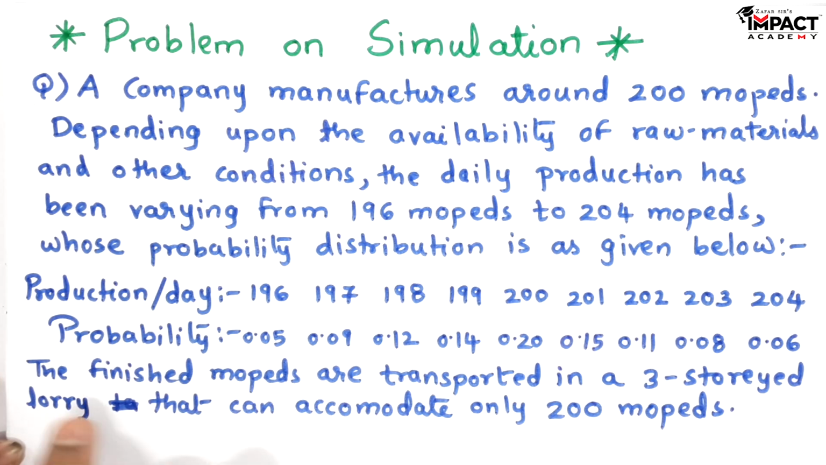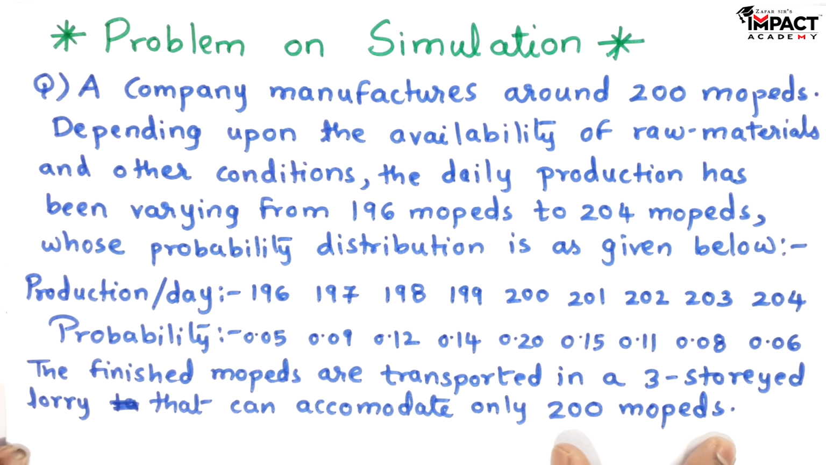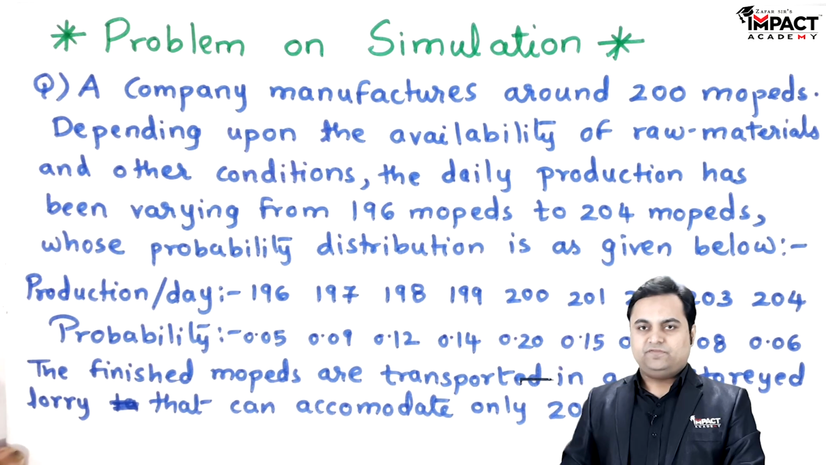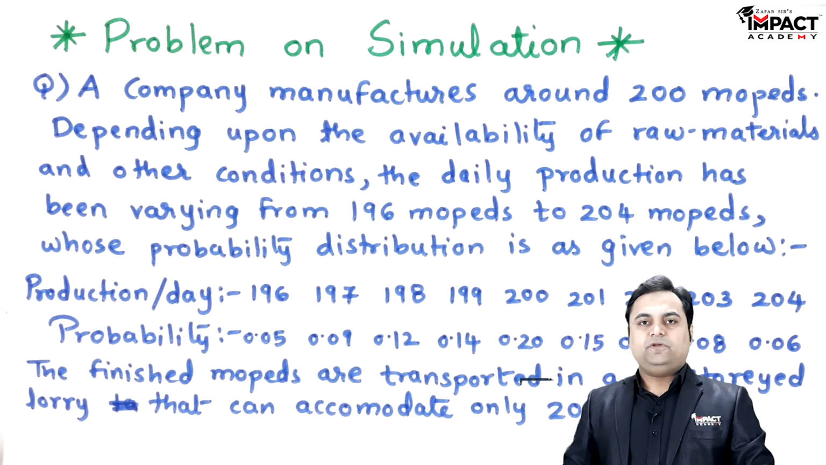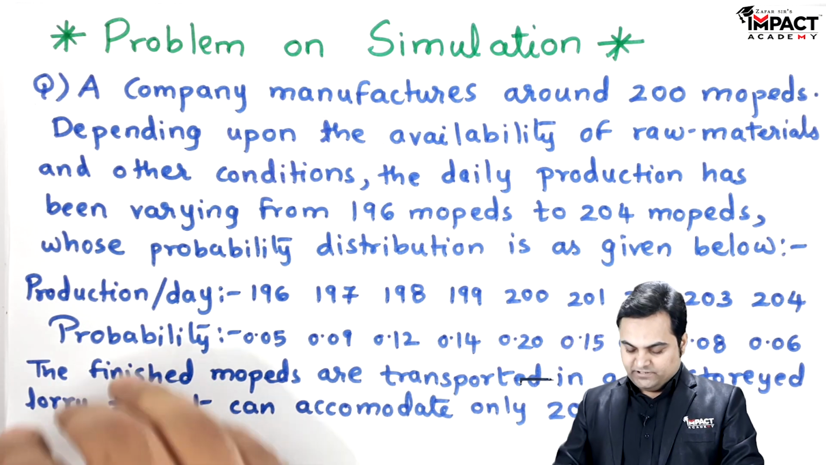After production, the finished mopeds are transported in a 3-storied lorry that can accommodate only 200 mopeds. So this is the limiting condition, that the lorry has only space for 200 mopeds. At a time it can carry only 200 mopeds, as mentioned.